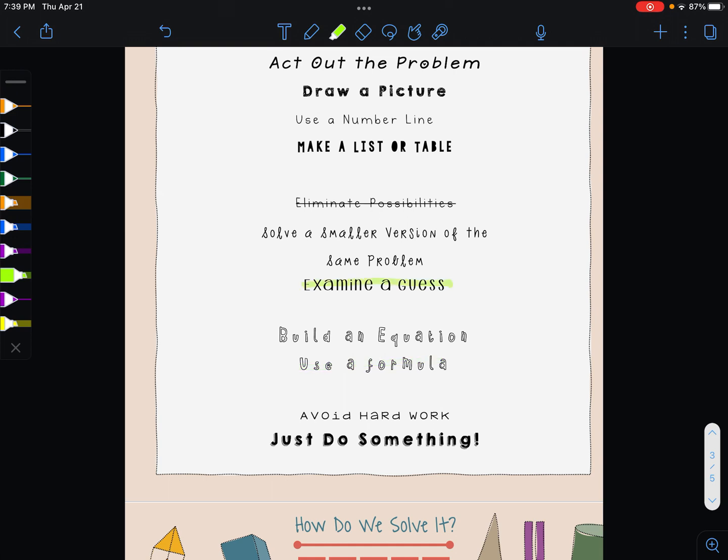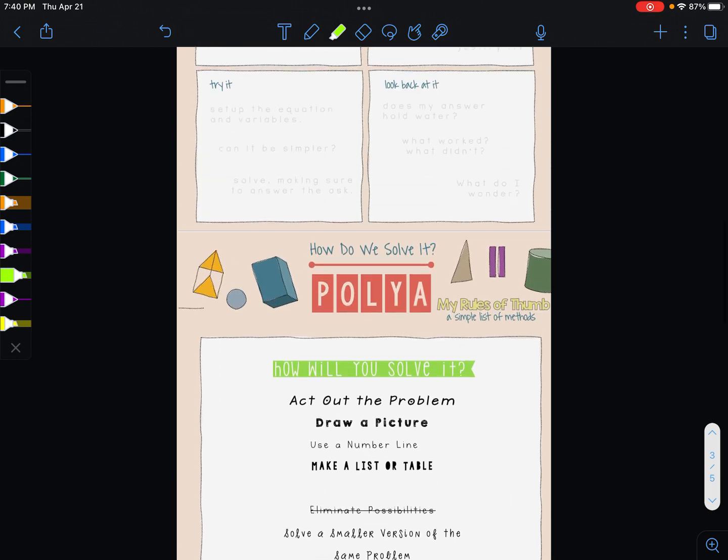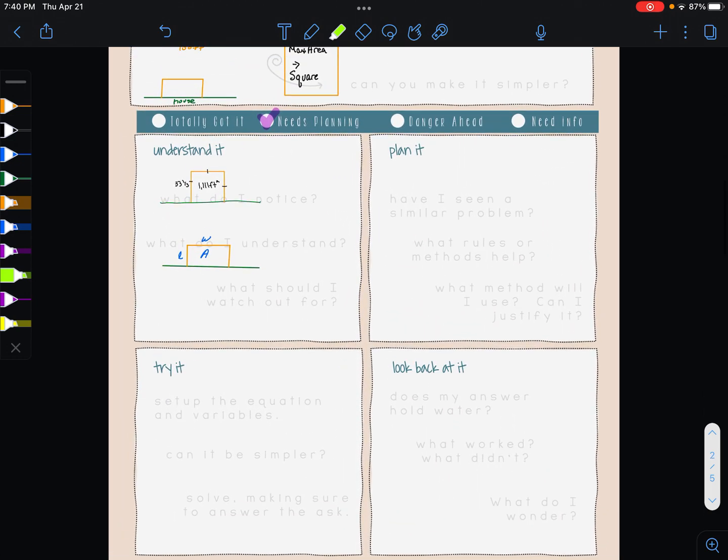It's up here. But what I think I want to do, knowing that we're working with polynomials and equations and we're in algebra now, I think I'd like to see if I can build an equation that can describe this problem and help me solve it. And I might go back to examine a guess. But I'm really curious to see if algebra can help me and where polynomials may or may not play a role in this. Okay, so let's jump in.